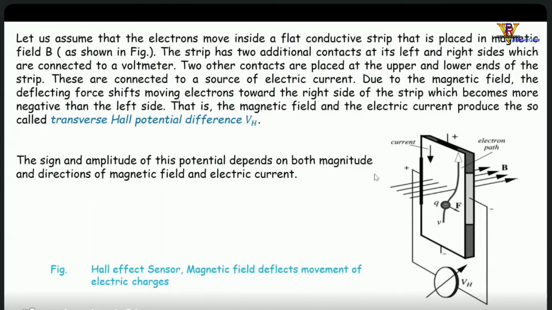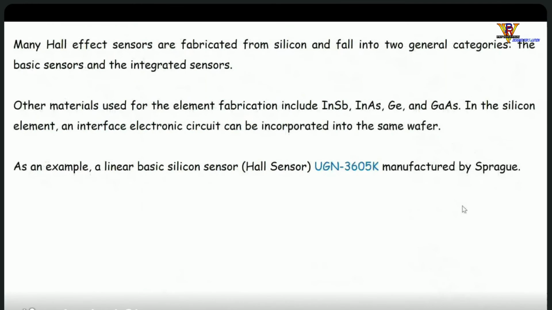The sign and amplitude of this potential depend on both the magnitude and direction of the magnetic field and the electric current. That means how much potential is developed and in which direction, whether positive or opposite, depends on the magnitude of B as well as the current and its direction. Based on that, we can define the Hall sensor.